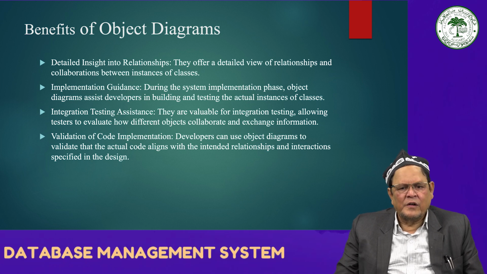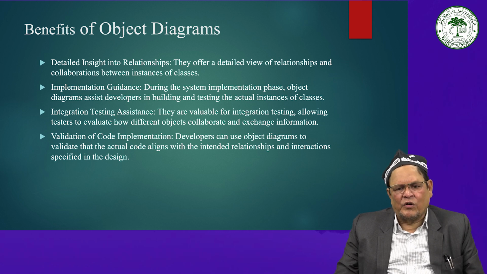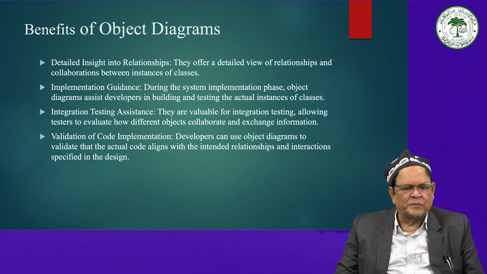Implementation guidance. During the system implementation phase, object diagrams assist developers in building and testing the actual instances of classes. They provide guidance on how to represent objects in code. Integration testing assistance. They are available for integration testing, allowing testers to evaluate how different objects collaborate and exchange information. This ensures that integrated components of a system work seamlessly.